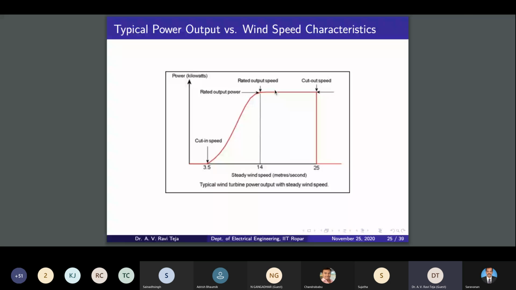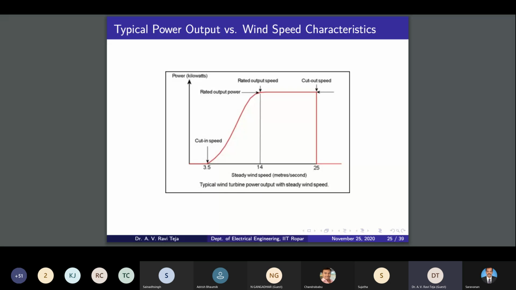Till cutout, I can manage with pitch angle control. After cut-in only, I start getting power, and till rated power, I can get. After that, rated and then cutout. So this is how a typical power output versus wind speed characteristic curve looks for a given location.